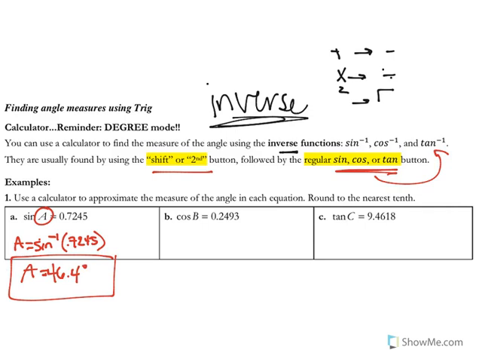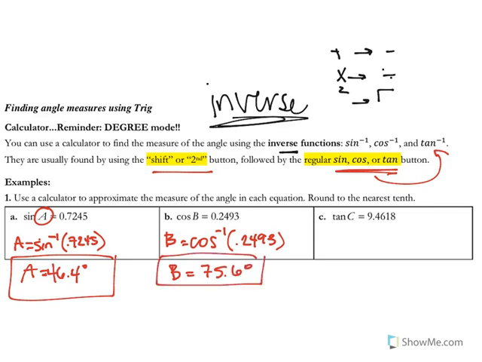Okay, same idea for the next one. It says cosine B equals 0.2493. So to find B, I'm going to do inverse cosine, or second cos, of 0.2493. I'm going to type that into my calculator. Second cos 0.2493, end your parentheses, and I get 75.56 if you round.